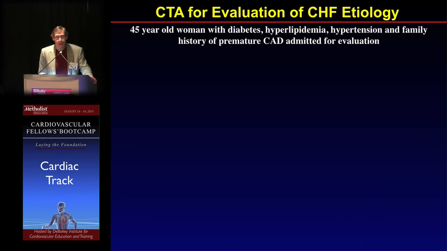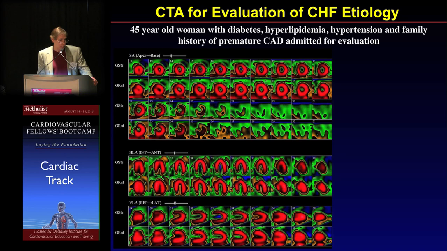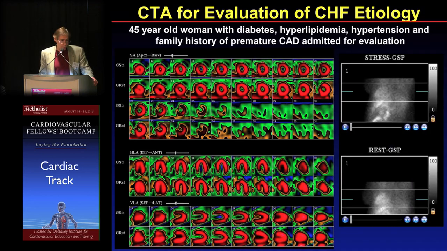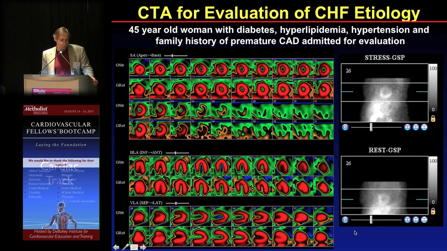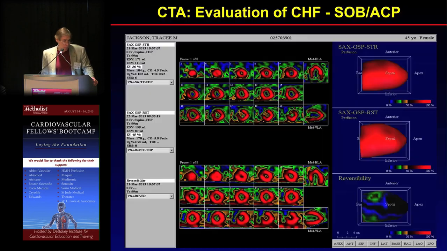Now let's talk about some cases in which we can use CT. So CT in the evaluation of CHF etiology. This was a 45-year-old woman with diabetes, multiple risk factors, who was admitted for evaluation. She actually had a nuclear study, and you can see she has a small anterior defect here, which seems to improve on rest imaging. Unfortunately, the patient also had what appeared to be breast attenuation. And that's shown by this shadow here going over the heart. That's a breast shadow. And so when you have situations like that, it becomes kind of difficult unless you use attenuation correction. Is this real or is this not?